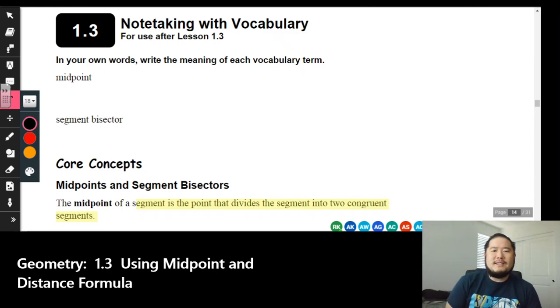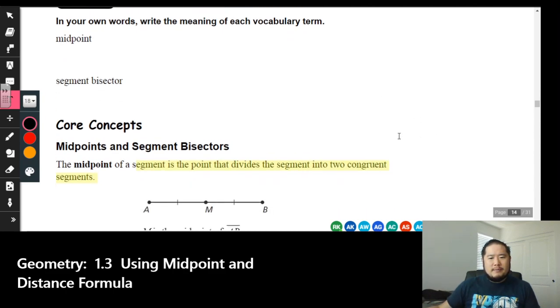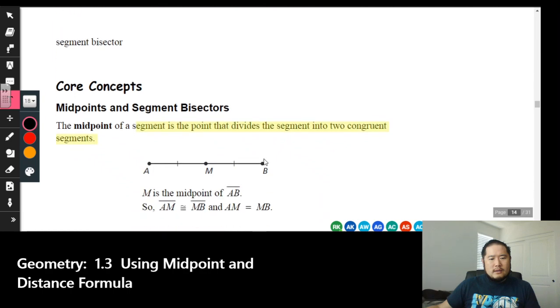Alright, let's take a look at section 1.3, which happens to be using midpoint and distance formula. We have two main terms that we're going to look at right here. The first one being midpoint. And for those of you that are using Kami, I went ahead and just highlighted our definition. If you're not, make sure you write it down.